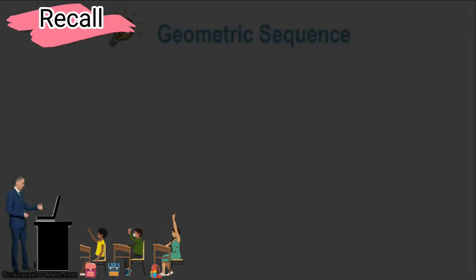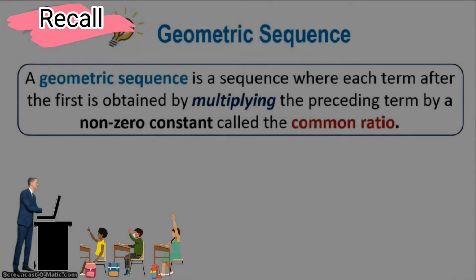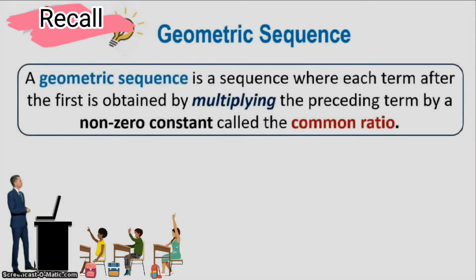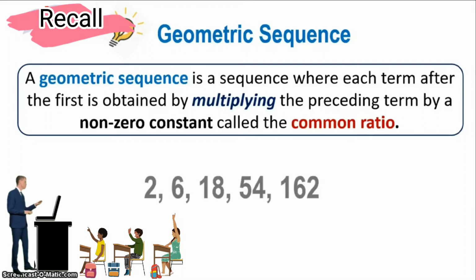A geometric sequence is a sequence where each term after the first is obtained by multiplying the preceding term by a non-zero constant called the common ratio. For example, the sequence 2, 6, 18, 54, and 162 can be generated by multiplying 3 to the preceding terms. Hence, the common ratio is 3.